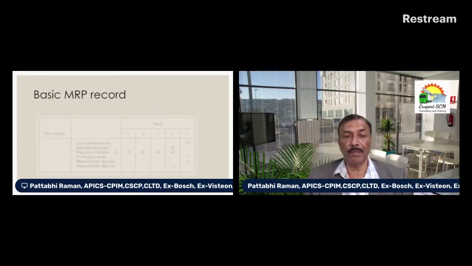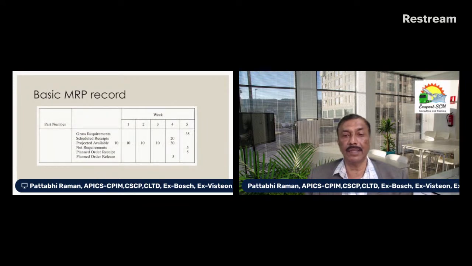When you go to the basic MRP record, this is called the MRP grid, and this is the backbone of the ERP. The same grid is used to calculate the requirements. You can see there are a few items in this grid. First one is the period. It could be day, week, or month, and that should be defined.